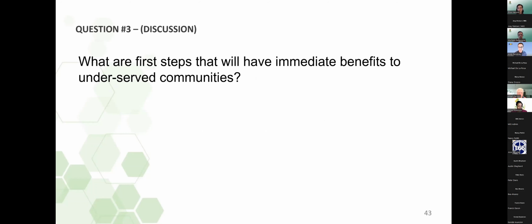Another question we have for tonight as well: what are first steps that will have immediate benefits to underserved communities, with an equity lens? Where do we want to be very intentional in thinking about the impacts that we know have been there historically, continue to be there today, and that we anticipate continuing in the future? What are some immediate steps and benefits we can foresee for communities in need?